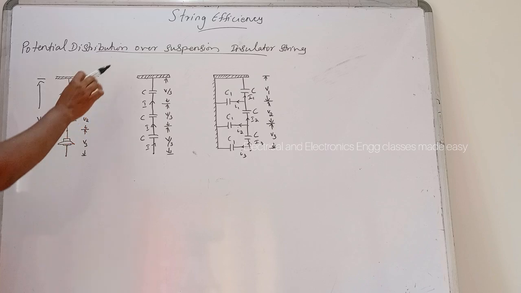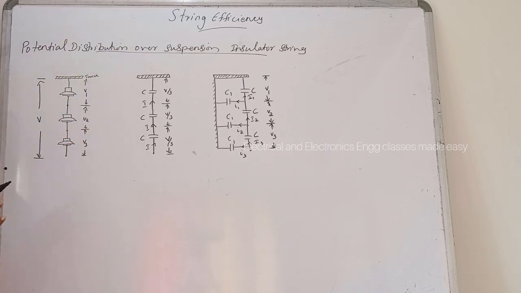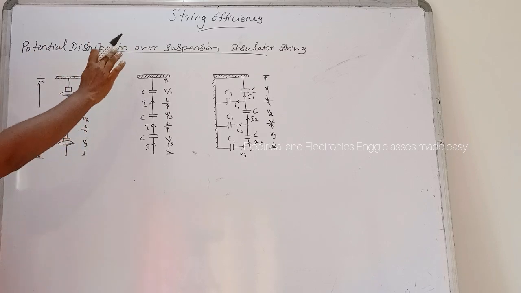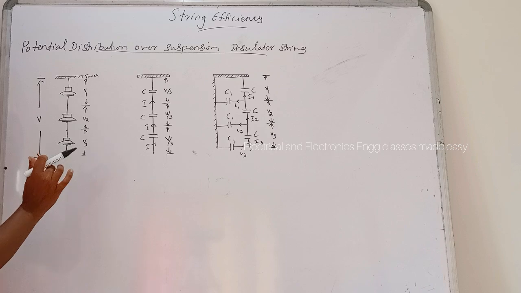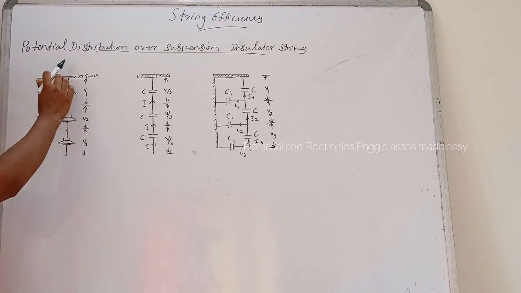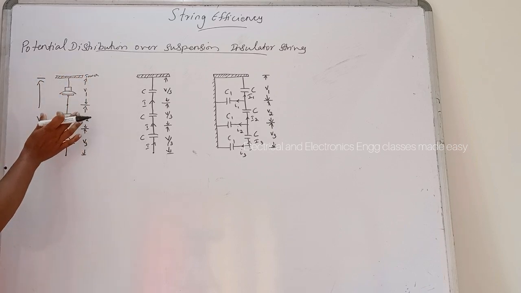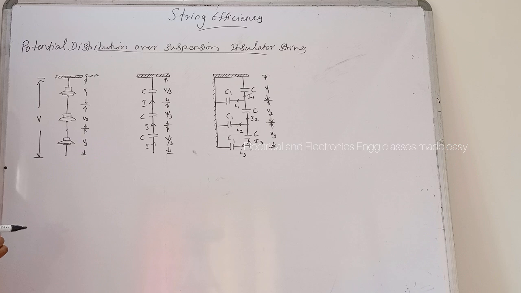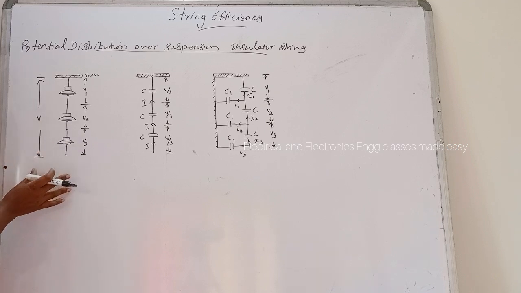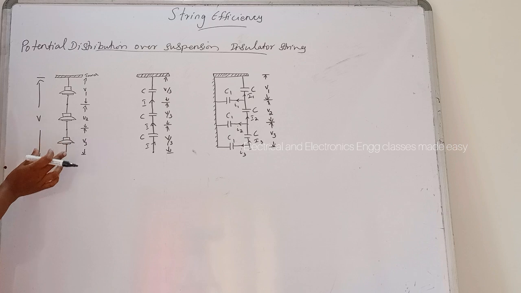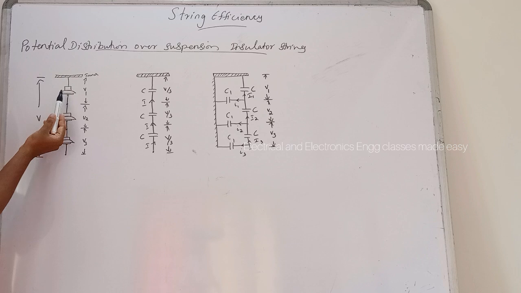Today's class is about string efficiency. So before going through the string efficiency, let us discuss the potential distribution over a suspension insulator string. We know that a string of suspension insulators consists of a number of porcelain discs connected in series through metallic links.